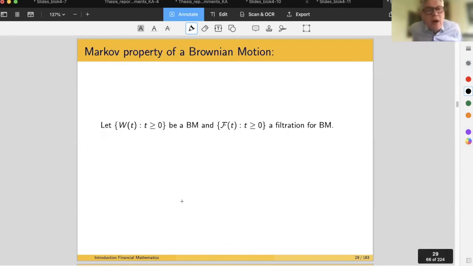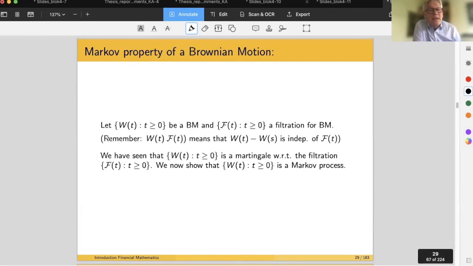Now let's look at the Markov property of a Brownian motion. This is as follows. Let W_t, t greater or equal to 0, be a Brownian motion, and let F_t, t greater or equal to 0, be a filtration for the Brownian motion. Remember that this means that W_t minus W_s is independent of F_s, right? That is how we always see this.